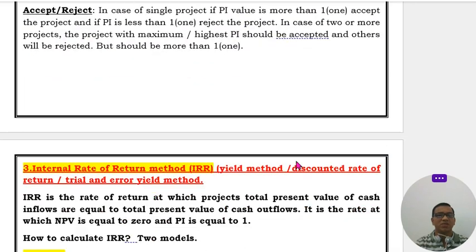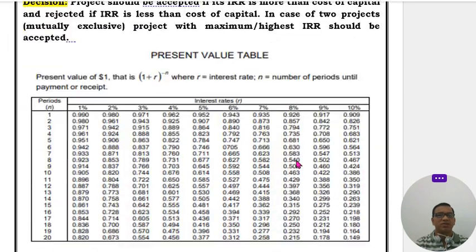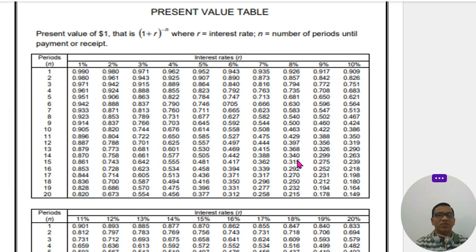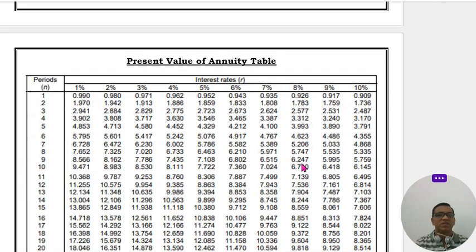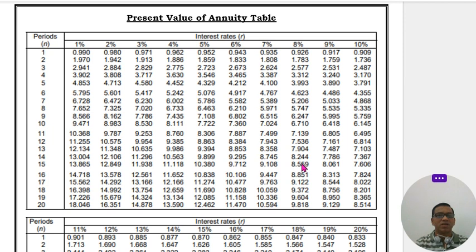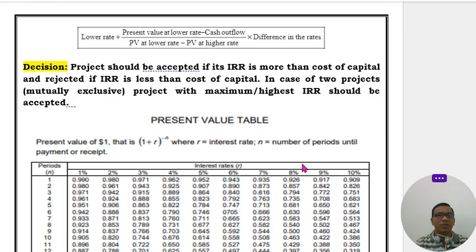These are the table values we are using here. You can see them on the screen. The first table is the present value table. This is the table we are going to use, and one more table is there, the present value annuity table. I will give the links to these tables in the description, and they are also available in Google. You can just search for present value annuity table and present value table.